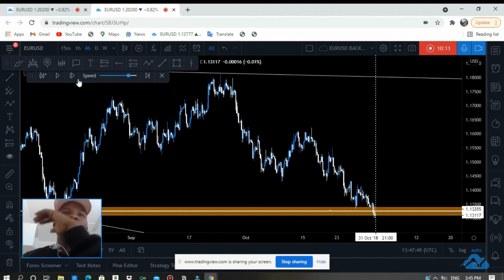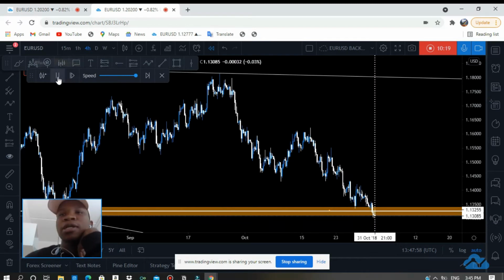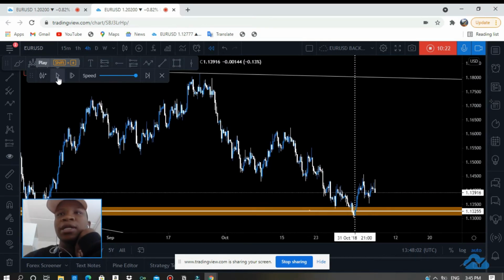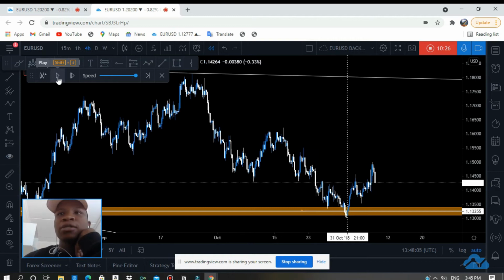So right now I'm just going to speed the price. Let's use this. This is for one bar replay, and this one makes many candlesticks move like this. So basically right now we've seen something. Let's stop the price.